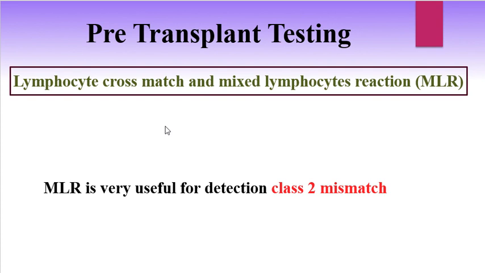And also a test known as mixed lymphocyte reaction, or MLR, and this is for lymphocyte cross-match, and it is useful actually for detection of class 2 mismatch.